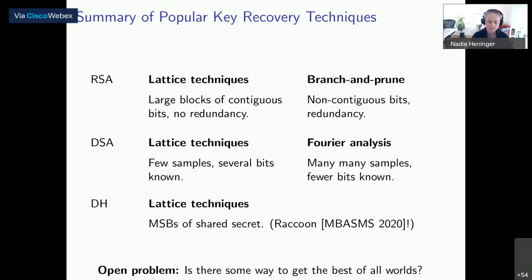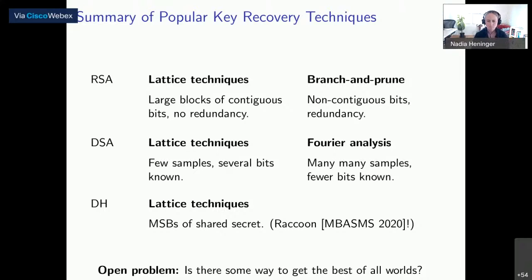I didn't really mention this, but it's such a cool attack that I wanted to put it on the slides anyway. The hidden number problem techniques also apply to the setting of knowing most significant bits of Diffie-Hellman, and in the Raccoon attack paper, they recently found an actual application in the wild for that. It would allow a side channel attacker to learn the most significant bits of a Diffie-Hellman shared secret and use a lattice-based hidden number problem solver to solve this. So that is super fun.